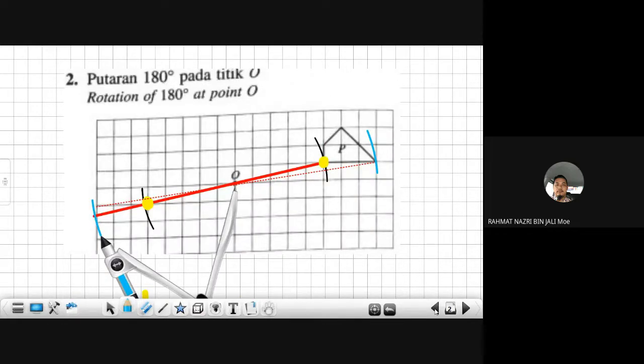Okay, ini tak siap tadi. Saya cuba clear this one. Kita cuba buat this one. Not clear. Tak ada clear. Yeah, everything.